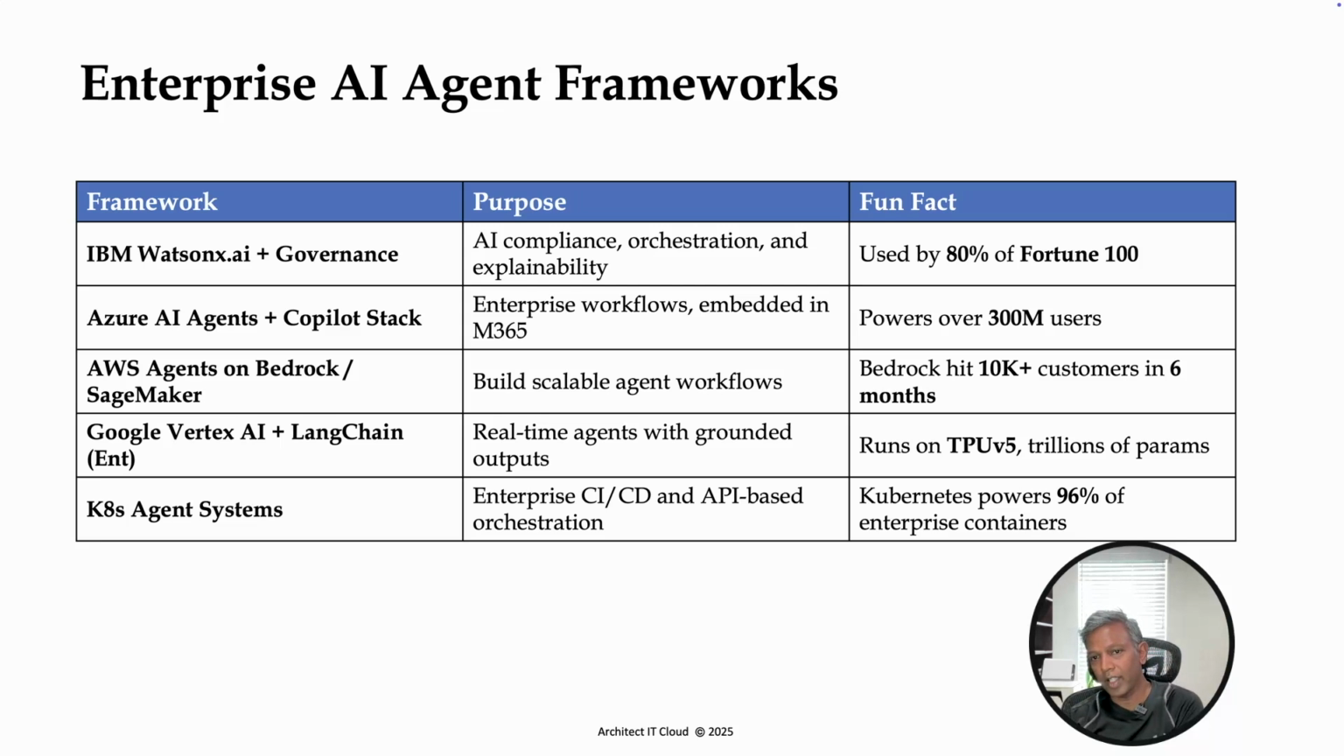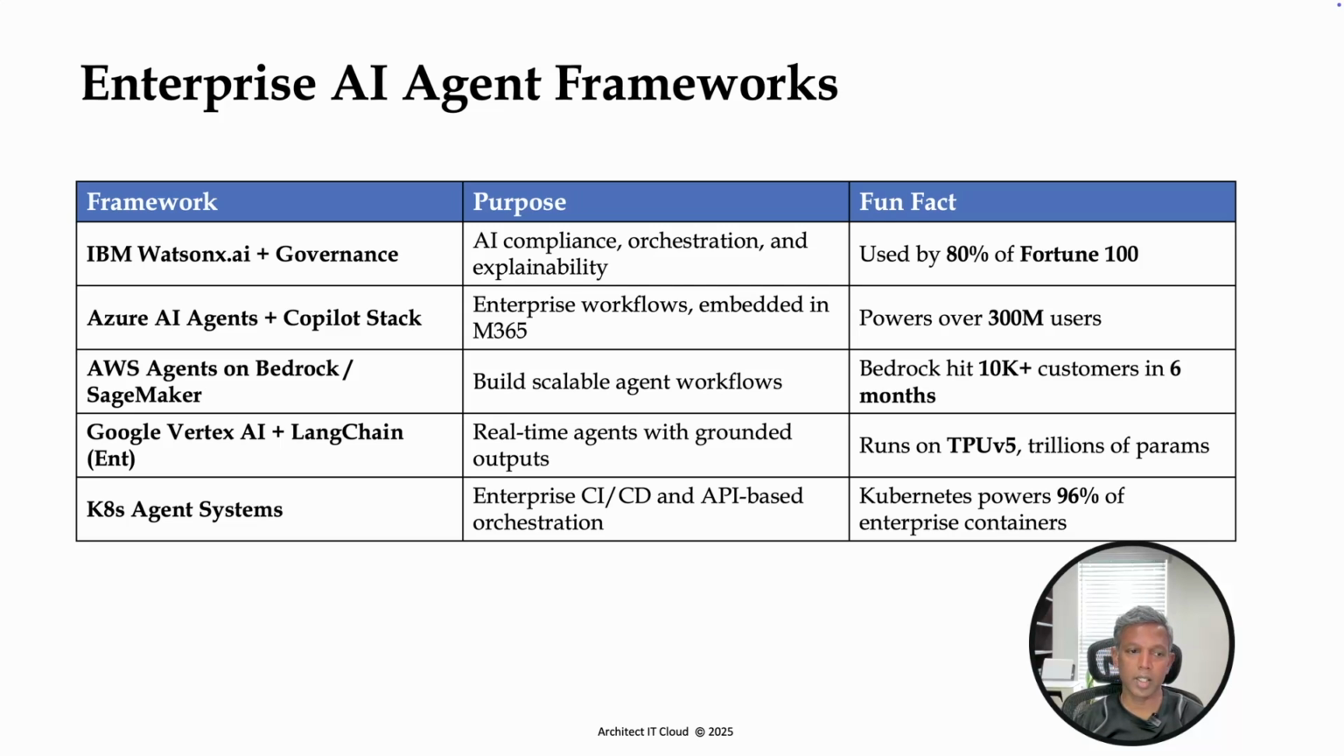And what exactly is the fun fact here? Almost 80% of the Fortune 100 companies are using the IBM Watsonx governance agent framework. The second one is the Azure AI agent framework, and it uses the Copilot stack. If you have been using Microsoft 365, you might know how Copilot has been integrated with Microsoft 365 applications and how it helps to create enterprise workflows. And the fun fact here is that when they introduced this AI agent in Azure, almost 300 million users used these AI agents.